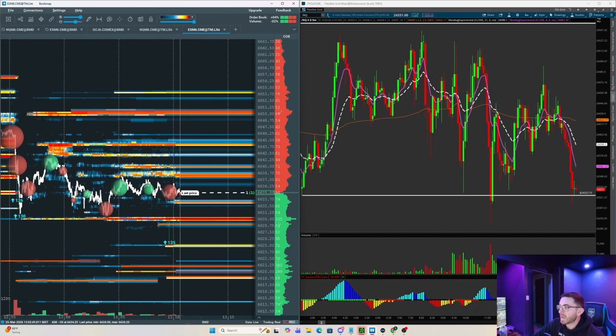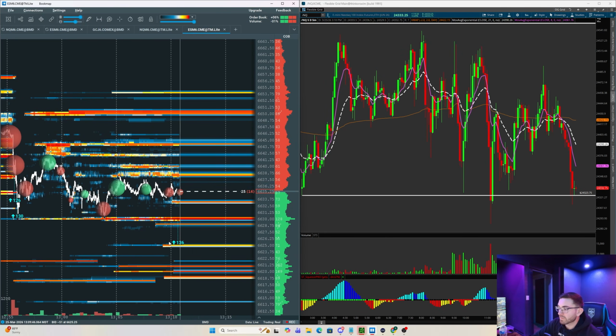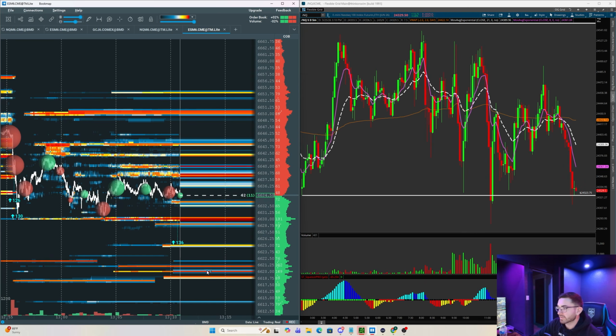So again, if we come down into an area that we believe price is going to bounce, we want to see buyers present at that area. If there's no buyers, well, guess what's going to happen? 9 times out of 10, or even 95% of the time, price is going to break through that bounce level and continue to trade lower into the next liquidity zone.